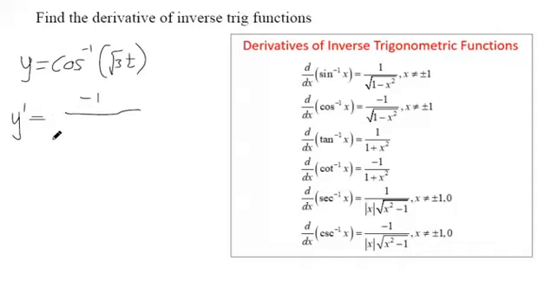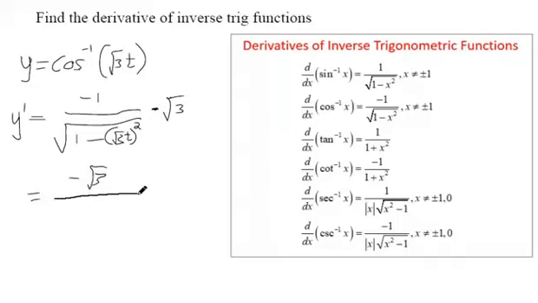So it's negative 1 over the square root of 1 minus, and this is getting plugged in for x, so it's the entire square root of 3 times t, squared. But then I need to multiply that by the derivative of the innermost function. So the derivative of square root of 3 times t is square root of 3. Okay, so you got negative square root of 3 in the numerator. The denominator, square root of 3 is being squared, t is being squared. So you got 1 minus 3t squared.